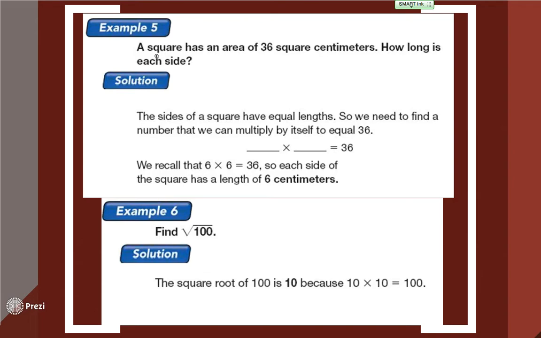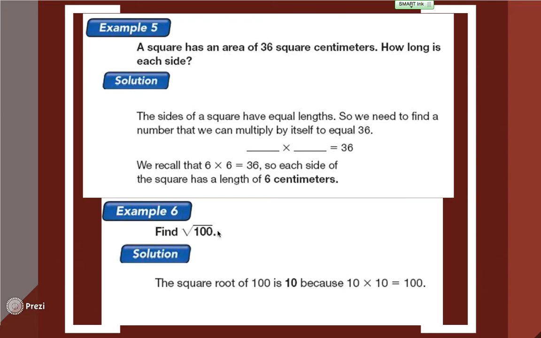Example number 5, a square has an area of 36 square centimeters. How long is each side? If I know the inside of a square is 36 square centimeters, then I can tell what the outside is by asking, something times something equals 36. Now we know squares have the same sides, so it's 6 times 6 equals 36. And that's how you find each side.